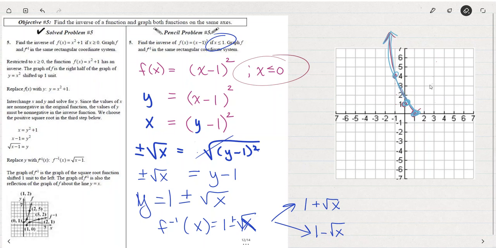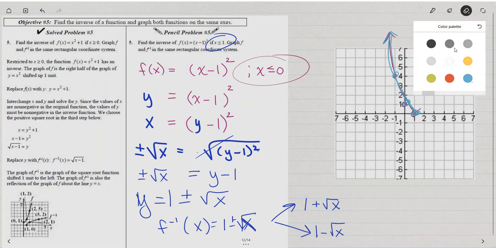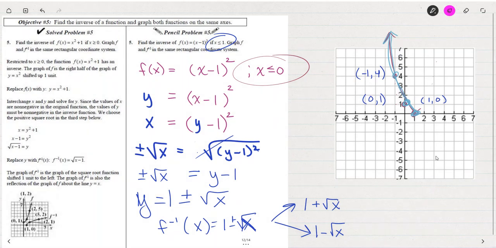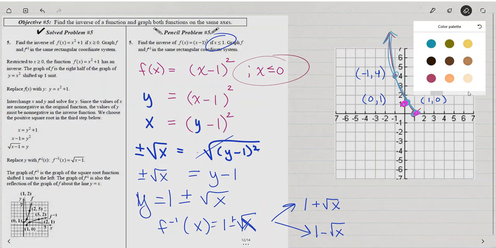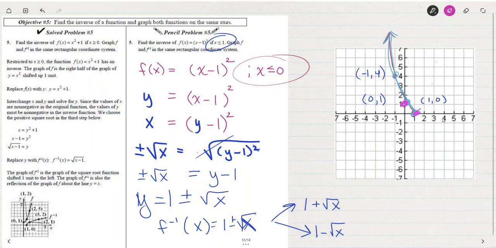Now, if I graph the inverse, I could do this just by changing these points. So why don't I name each of these points? And I can see that the inverse is going to have the inverted points, right? So instead of (1, 0), we'd have (0, 1). Instead of (0, 1), we'll have (1, 0). And then instead of (-1, 4), we'll have (4, -1). So we'd get this graph.